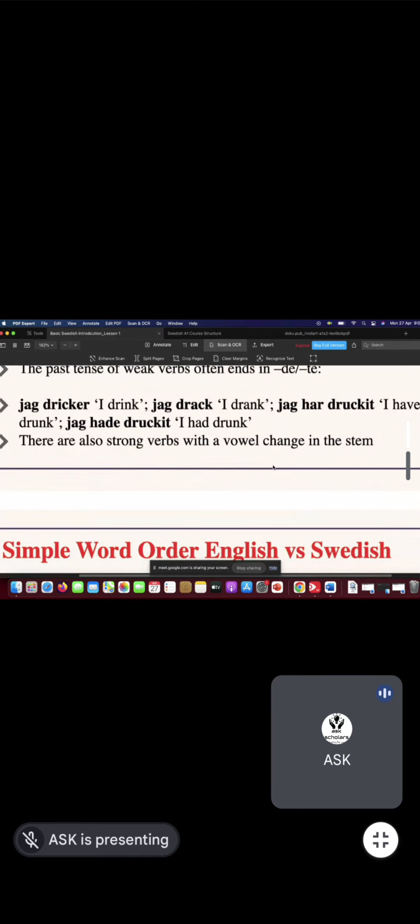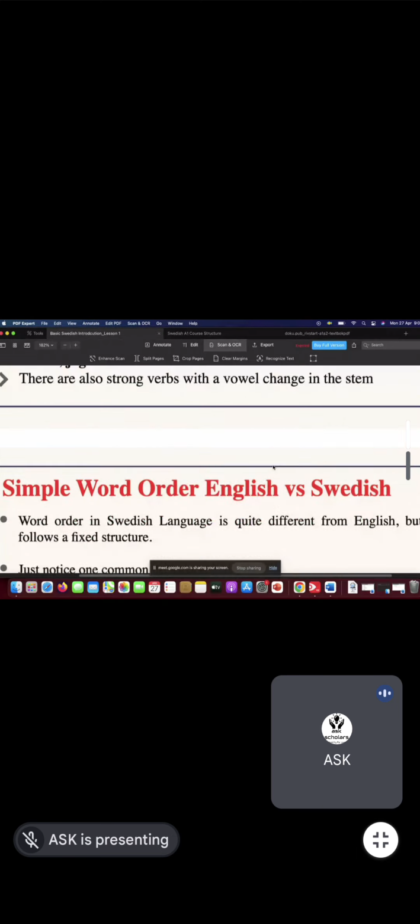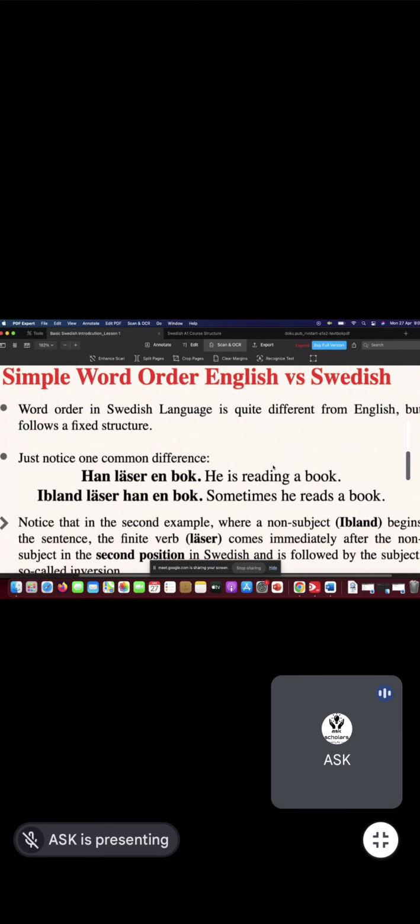So this is somehow good news for us, that we can later on compare these sentence structures, tenses at least, with English. And here we have sentence structure. The first one is like in English: han läser en bok. Han is the subject, läser is a verb, read, and bok is the object. He reads a book.